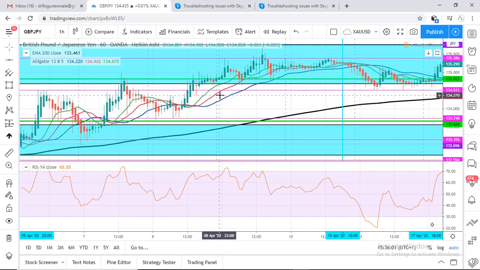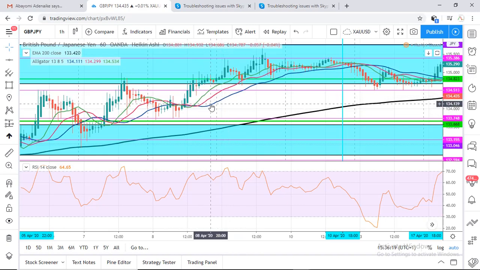Now, at the point you have your blue away from the red, it means that you are good. So you have green, red, and blue. You are good, once it's far away from here.